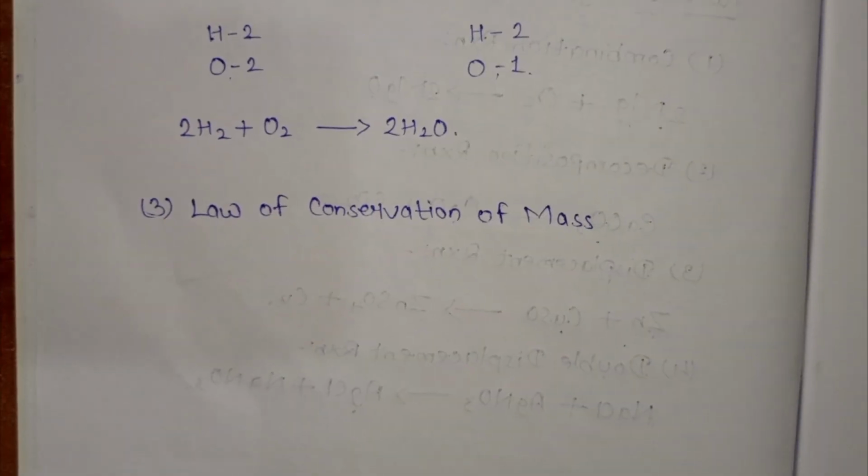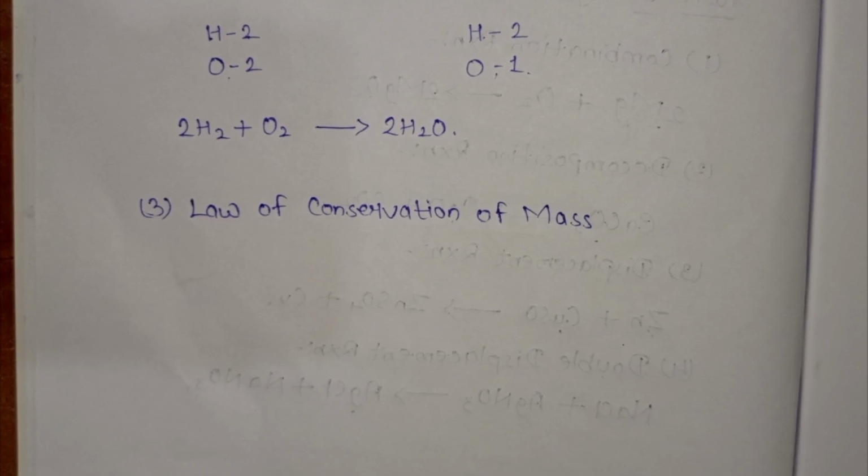Third one, law of conservation of mass. Great. Now let's talk about a super important principle, the law of conservation of mass. This law says that matter cannot be created or destroyed in a chemical reaction. So the total mass of the reactants must be equal to the total mass of the products.